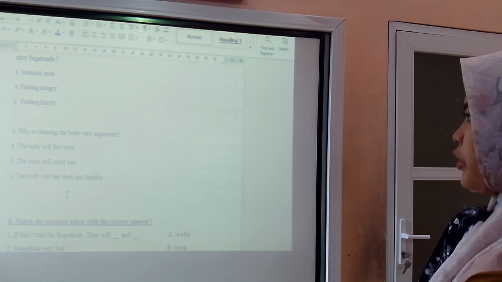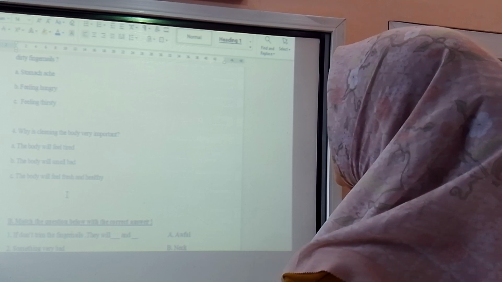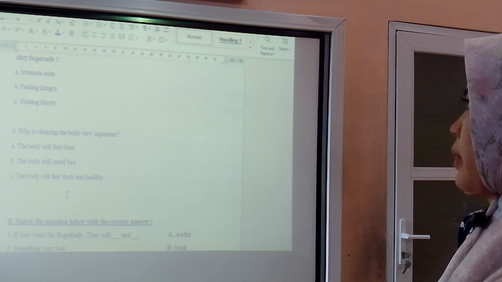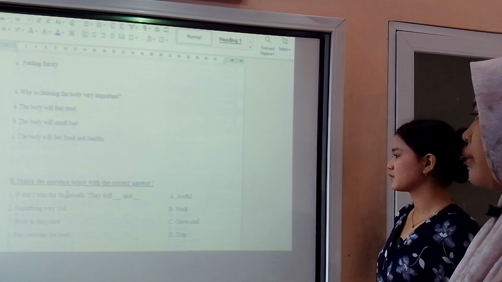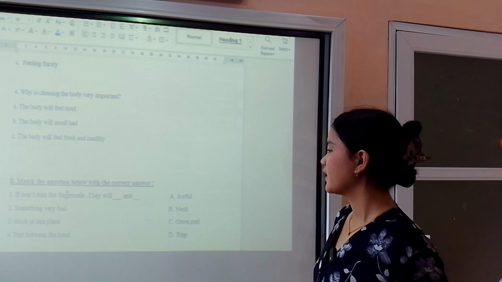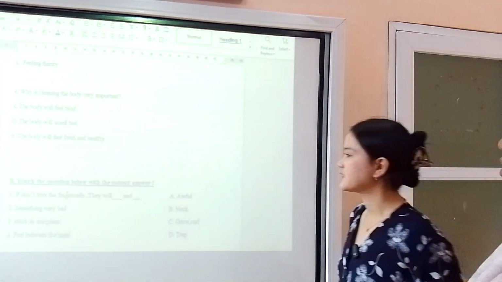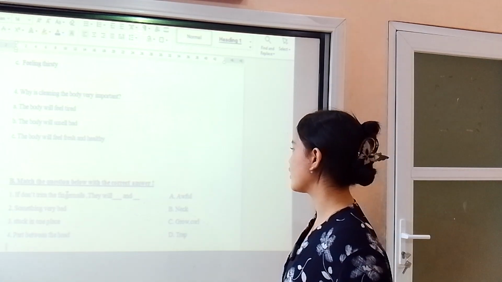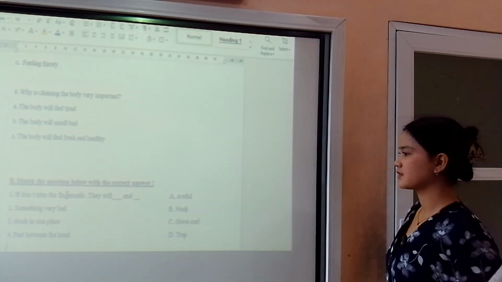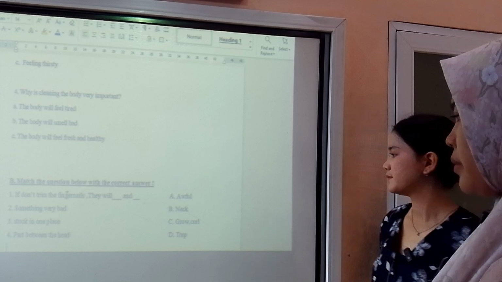Number 4. Why is cleaning the body very important? Because the body will feel fresh and healthy. Number 1, if we don't trim the fingernails, they will grow and curl. Awful: something very bad. Trapped: stuck in one place. Neck: a part between the head and the body.